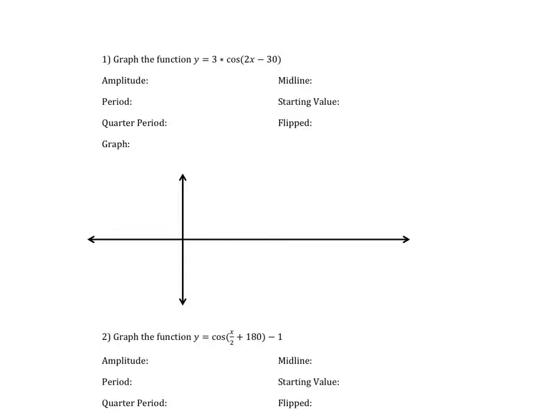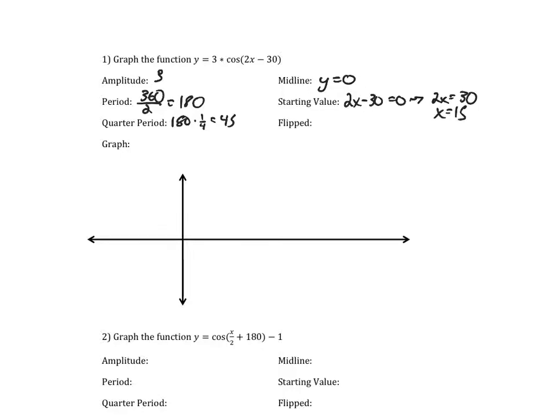Amplitude is that value in front of the cosine that's being multiplied, so that would be 3. The period, again, I would find by doing 360 over b, which is 2, which gives me 180. The quarter period would be 1/4 of that, or 180 times 1/4, which would be 45 degrees. The midline is always going to be 0 unless we shift it. The starting value, I'm going to set the inside equal to 0. So 2x minus 30 equals 0. 2x equals 30, or x equals 15. So that's your starting x coordinate.